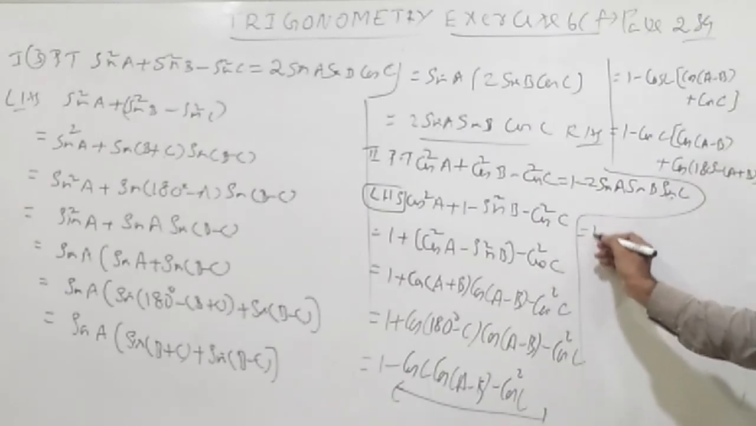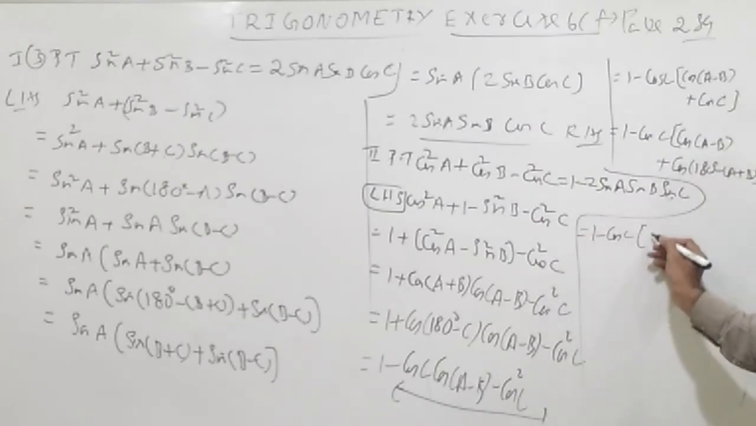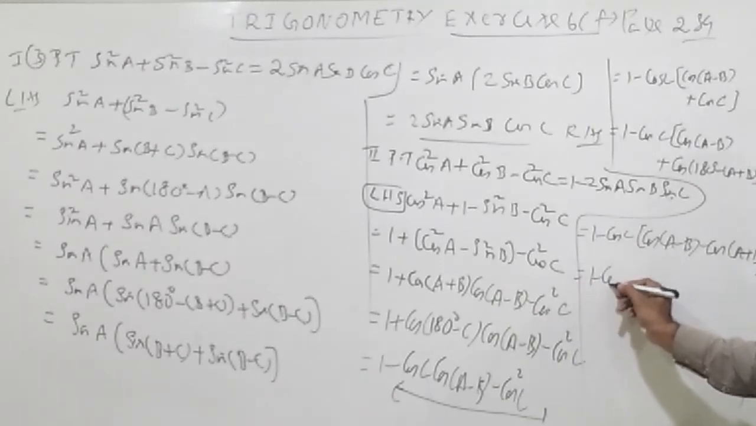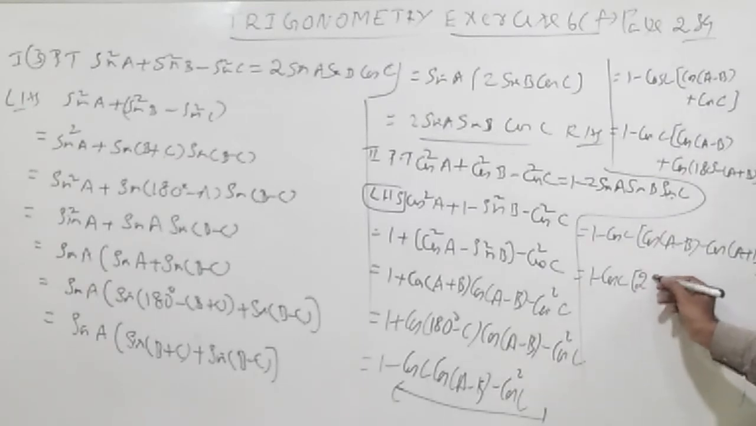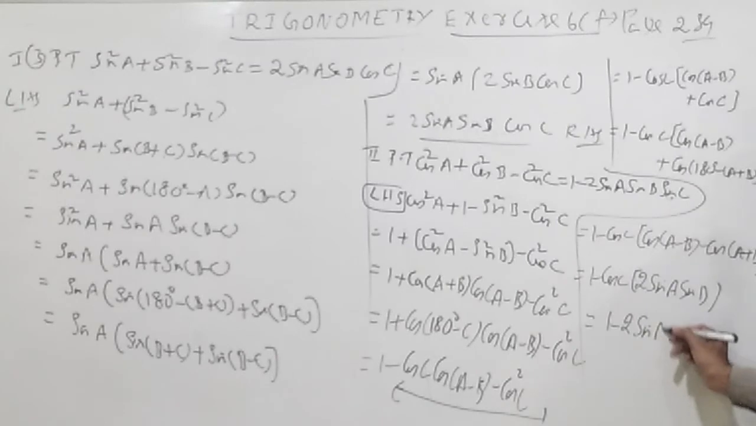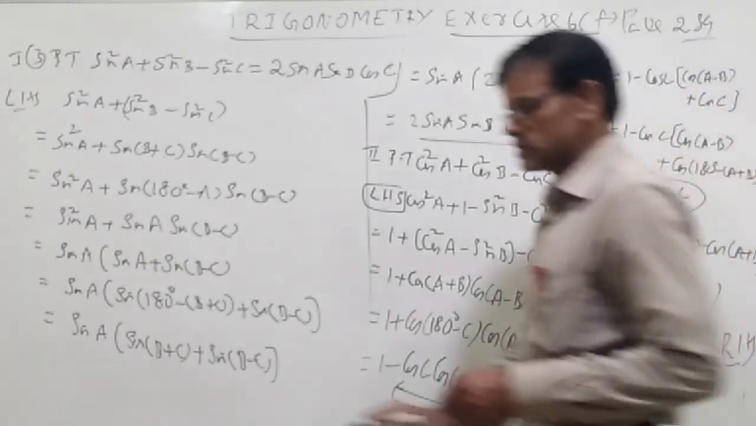That is equal to 1 minus cos C into cos of A minus B. Cos 180 minus theta you can understand minus cos theta. So minus cos of A plus B. That is equal to 1 minus cos C into cos of A minus B minus cos of A plus B. Formula 2 sin A sin B. Write in the order and multiply. 1 minus 2 sin A sin B into cos C. This is RHS.